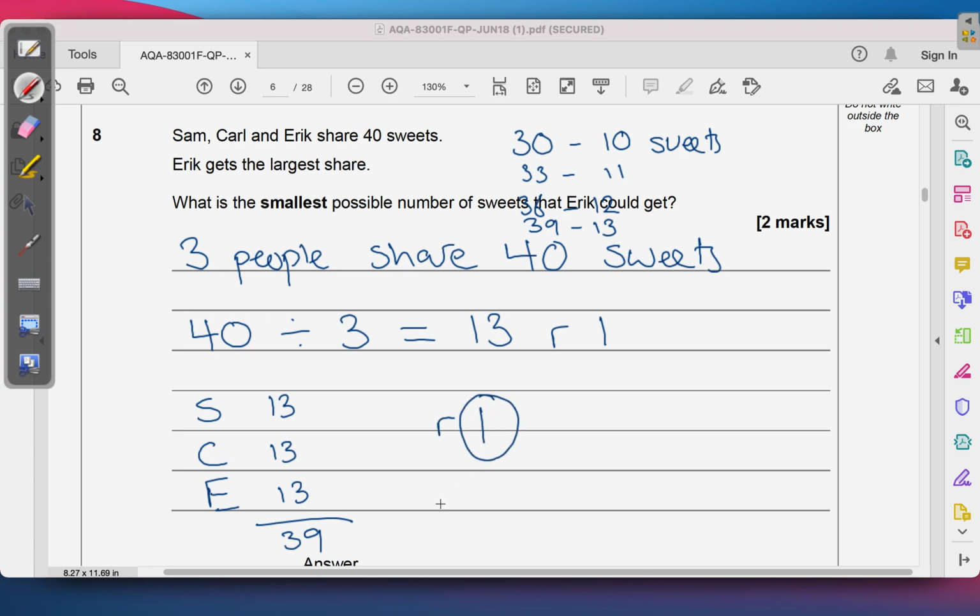This 1 sweet that's left over, what do we do with it? Well, we look back at the question. Eric gets the largest share, but he gets the smallest possible number of sweets. To get the largest share, Eric has to have this extra 1, doesn't he? So 13 plus the 1 that's left over is equal to 14. So Eric has 14 sweets, and that's the smallest number that he can possibly get whilst also having the largest share.